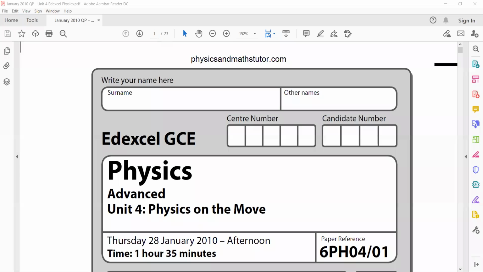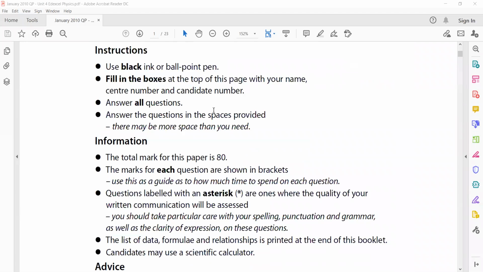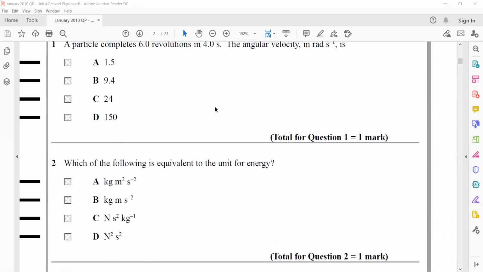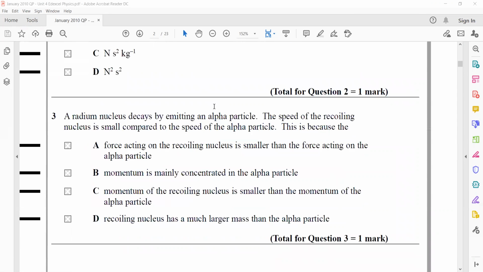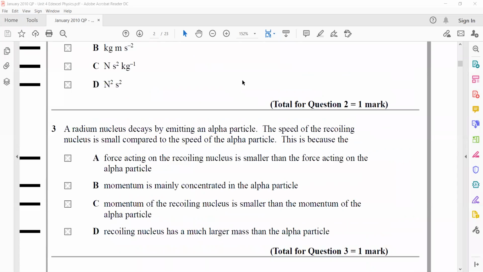Okay, January 2010, we'll solve questions related to topic momentum only. Question 3, what could be the answer for question 3?